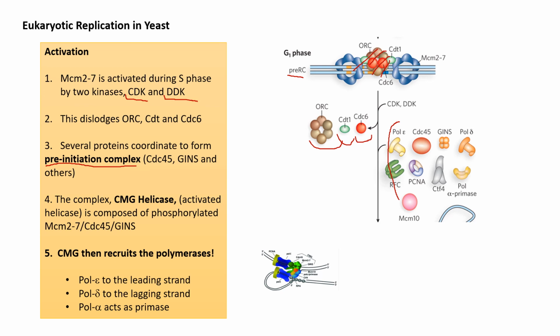And that also requires lots of ATP, and this pre-initiation complex ultimately is converted to what's called the CMG helicase, or an activated helicase. So some of those pre-initiation complex proteins disappear, but MCM stays around, CDC45 stays around, and GINS stays around. And those three together are the CMG helicase, or the CMG complex. And they function as the helicase, which unwinds the DNA at the heart of the replication fork.